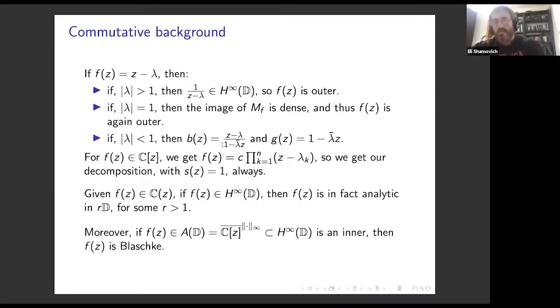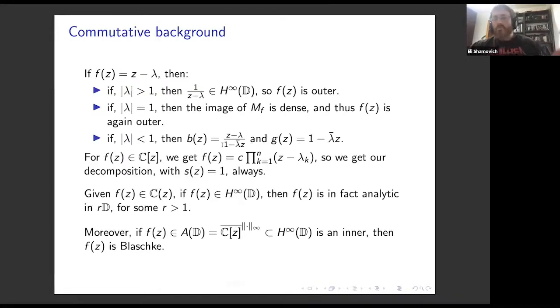On the other hand, if you start with an inner function which is in the disk algebra, then it is automatically Blaschke inner. So there are no singular inners inside the disk algebra rational functions. It's not to say that the disk algebra elements don't have singular factors. That's not true. There are examples of functions which are in the disk algebra but have singular factors, but not rational functions.